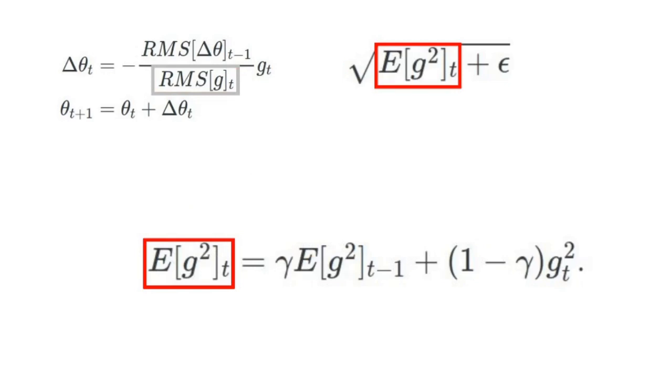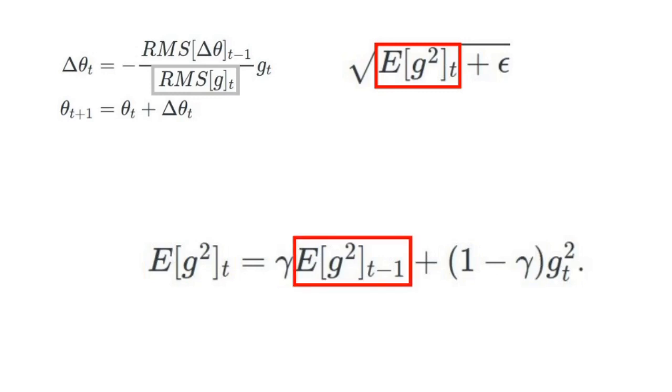So this is the running average. This variable is the decay factor, and it's usually set to 0.9. We have E of g squared at t minus 1, which is the past average. And over here we have g squared at t, which is the gradient squared. So this is pretty straightforward. This is a running average. And we just need to pack it all the way up until RMS g_t.